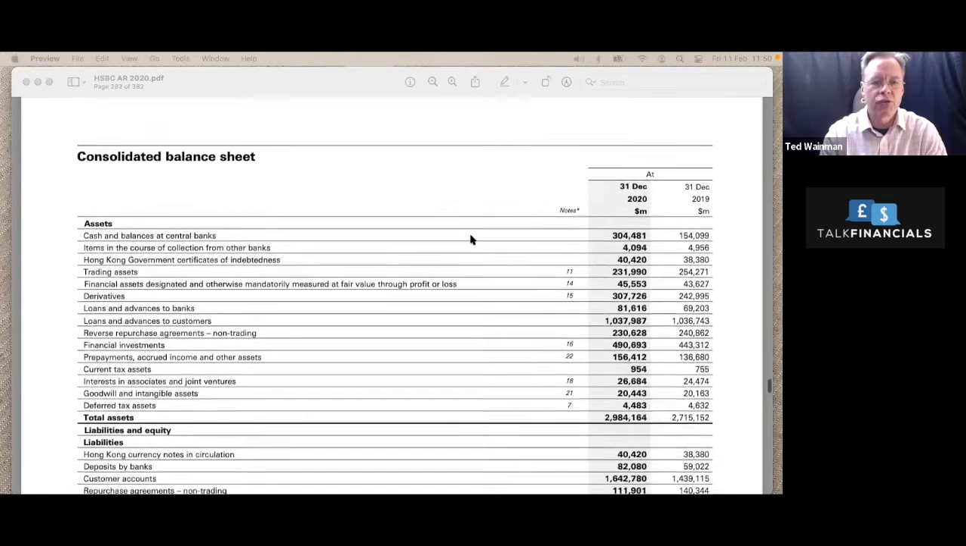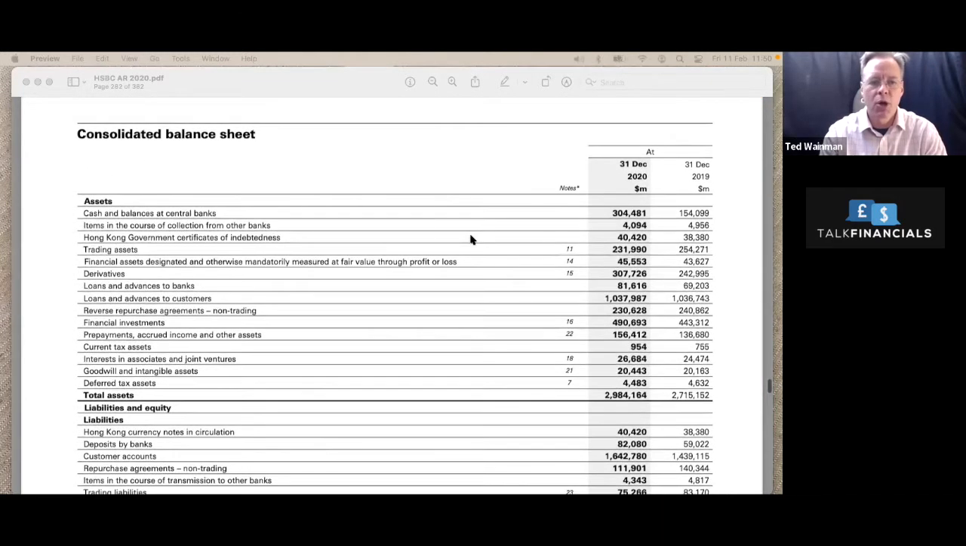Here is the balance sheet. So as you mentioned, Moeed, very, very big balance sheet. So nearly $3 trillion in assets. There you go, $3 trillion. To give you an idea, the GDP of the UK is about $2 trillion. So this is a big bank.